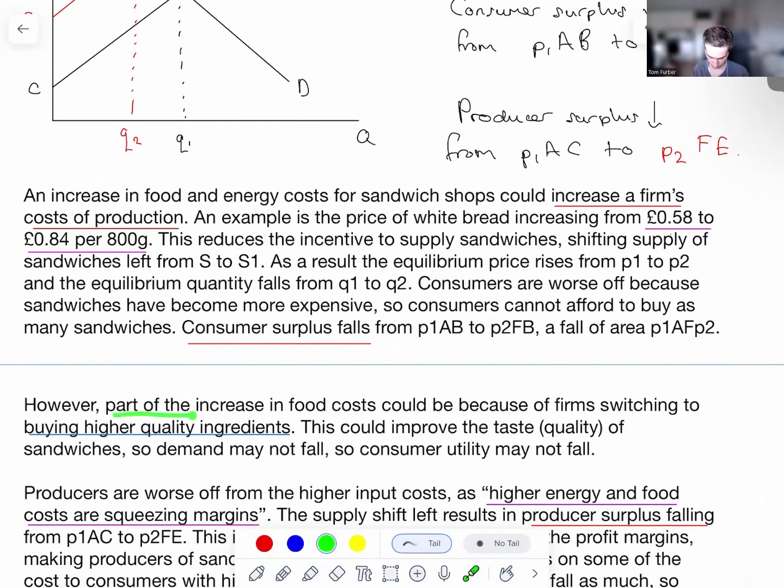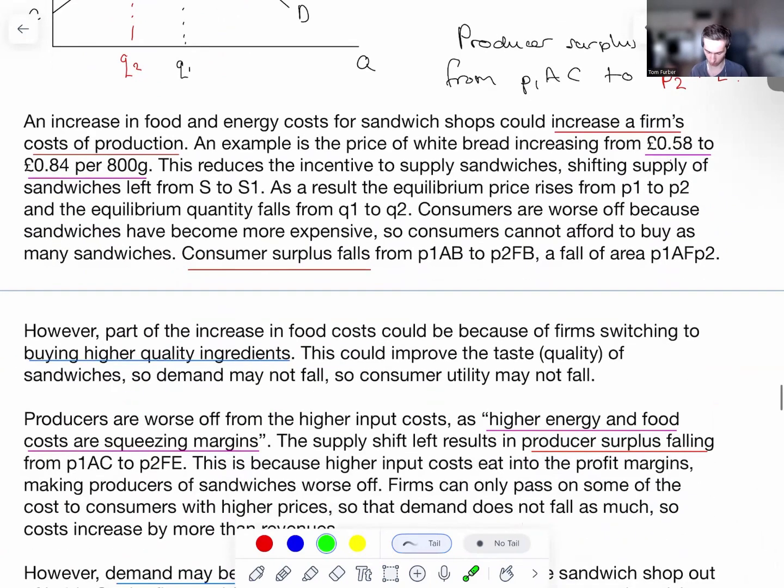So part of the increase in food costs could be because of firms switching to buying higher quality ingredients. That can improve the taste of sandwiches, a kind of measure of quality in the sandwich market. And so demand may not fall, so consumer utility may not fall if the higher costs are because of higher quality ingredients. Let's do producers next.